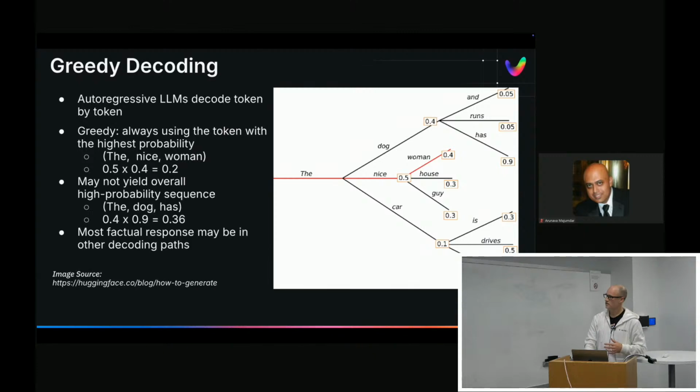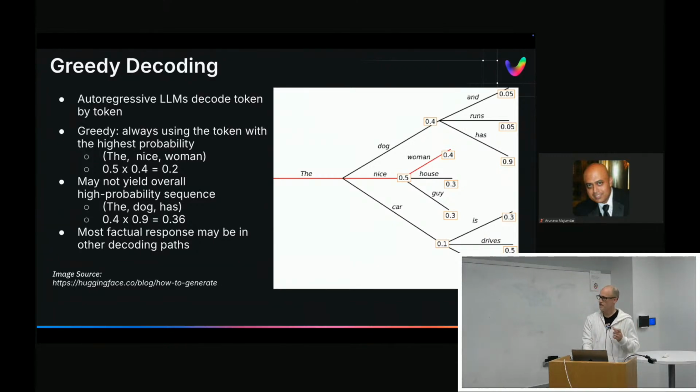Wrong. Because had it gone up to dog and then has, that's 0.4 by 0.9. That's 0.36. So that's actually the optimal sequence of tokens in this very simple scenario. The point being, the greedy approach, where you just pick the most promising, probable next step each step of the way, isn't always going to give you the optimal result.